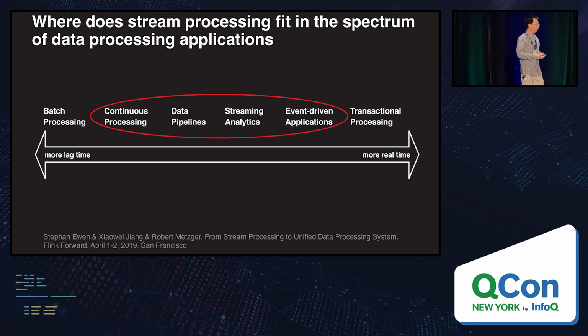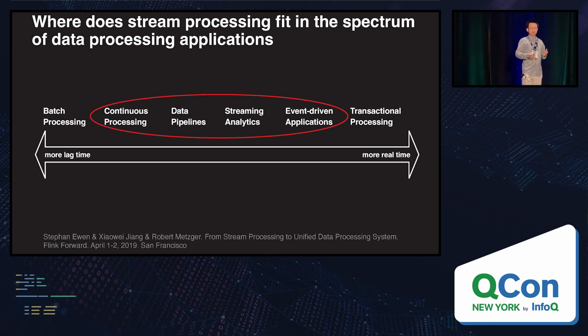In a 2019 Flink Forward presentation, Stephan Ewen put data processing applications on the spectrum of latency. At the most real-time end, we have transaction processing. They're like the request-response model in a microservice. So latency here is typically milliseconds. Then we have the event-driven application. This is where mostly the Kafka origin comes from. The latency may be sub-seconds. Then we have streaming analytics, data pipelines, continuous processing, and batch processing. Batch processing is typically scheduled hourly or daily, so the latency is at least hours or days level.